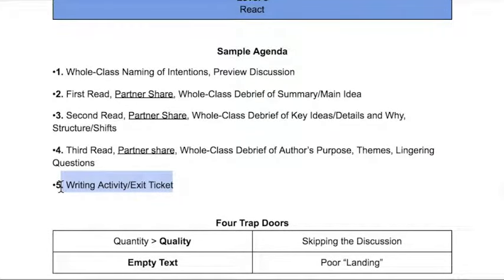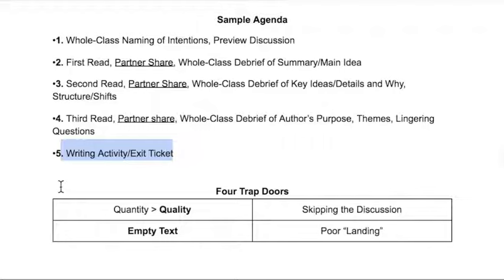Also, I highly recommend following up with some sort of writing activity. It's a good homework activity if you run out of time. An exit ticket is some way for you to assess their understanding of the text, but also to push their thinking to a whole other, deeper level by forcing them to write academically and professionally about it.